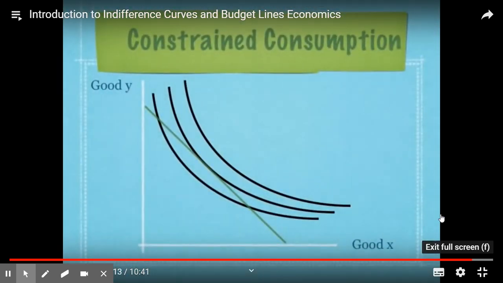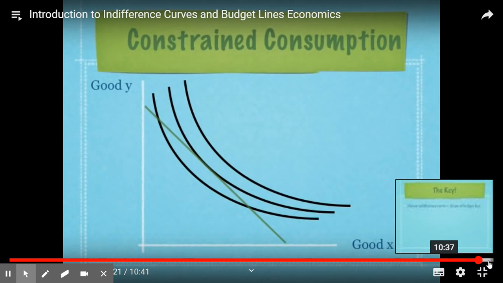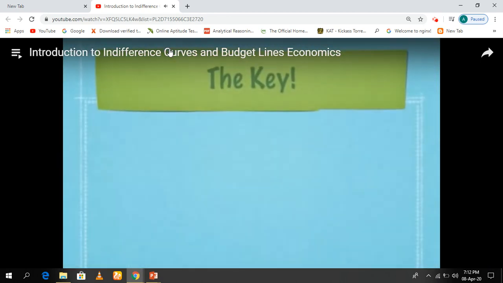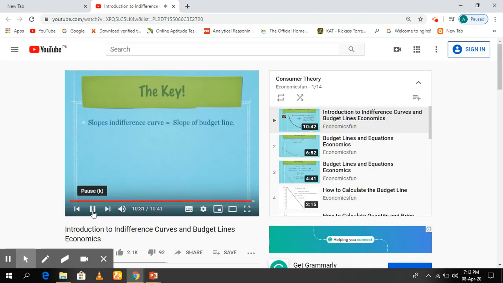So in the end, we have constrained consumption, and we're going to draw a lot of indifference curves. That's called an indifference map. And we're going to have a budget line, and we're going to look at what happens when we combine these two together in our next class. But the key is going to be the slope of the indifference curve is going to equal the slope of the budget line.